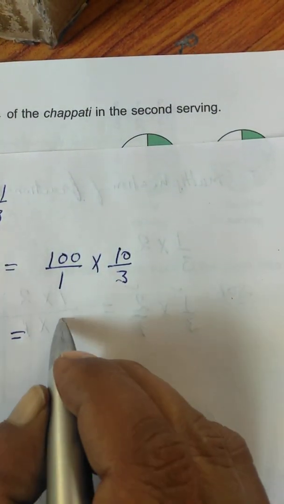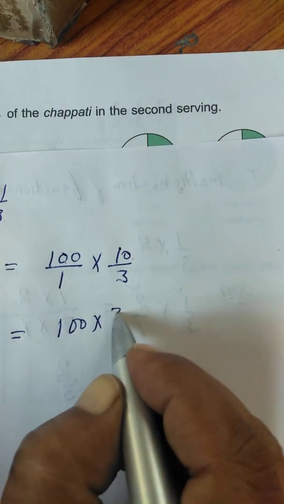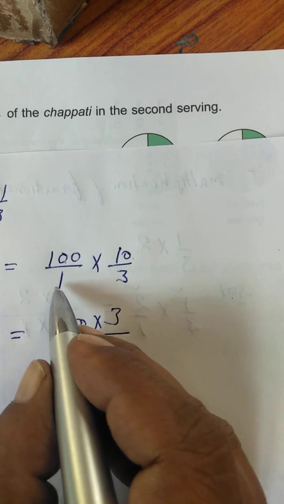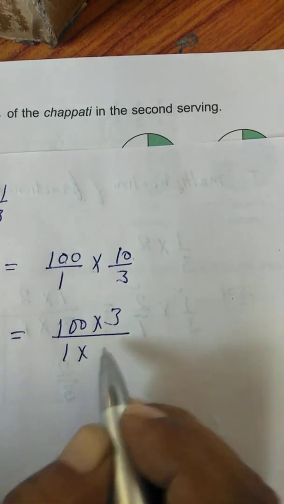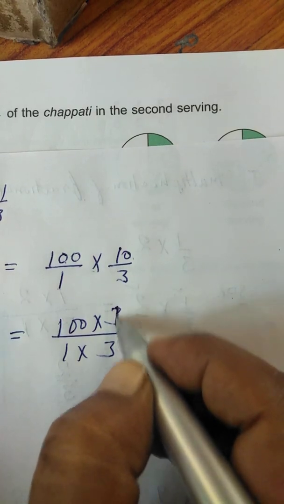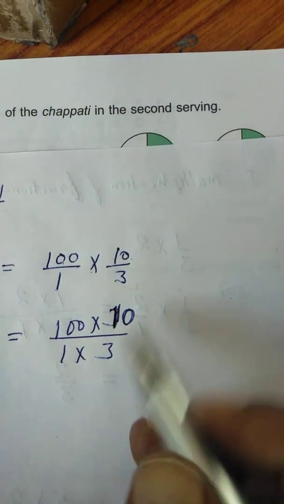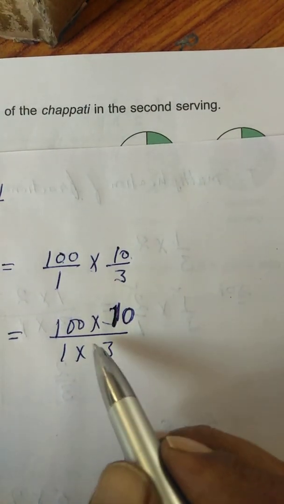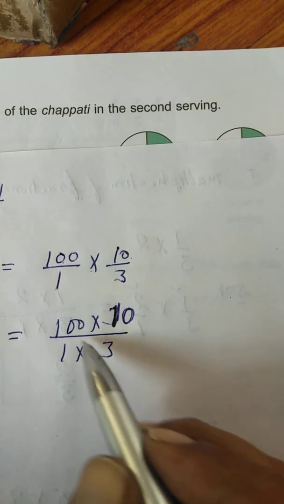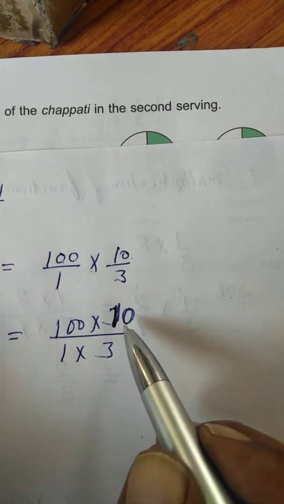Now 100 multiplied by 10, write it in the numerator. In the denominator, 1 multiplied by 3. Now is there any number which has a common factor?